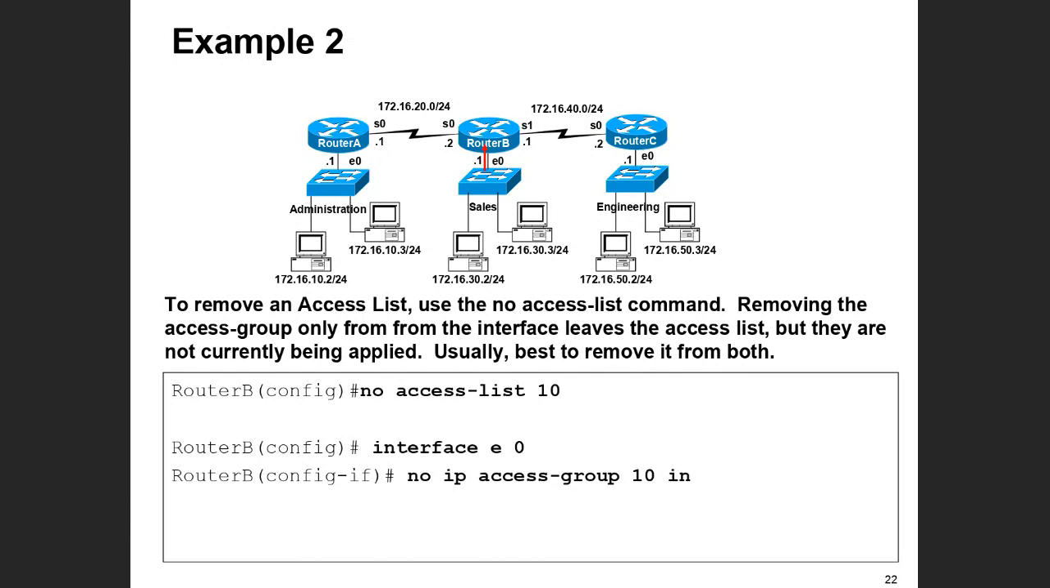Now I should also remove it from the interface. Before, I went to the interface Ethernet 0 and applied the access group 10 in. I should reverse that by repeating the entire command and putting the word no in front of it. And that'll completely remove every aspect of this access control list from this device.